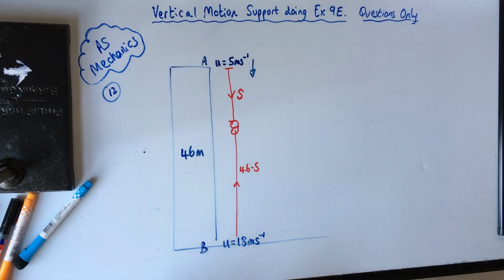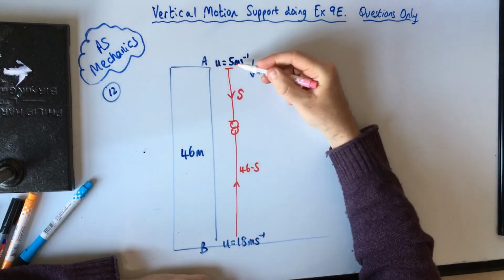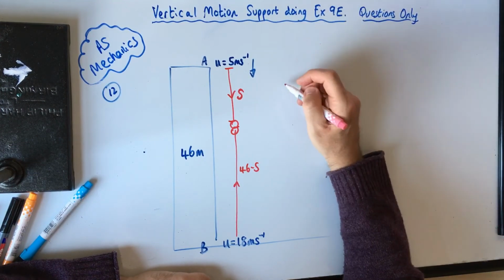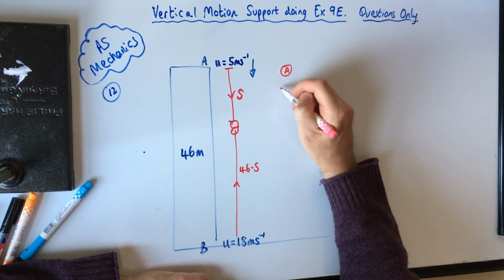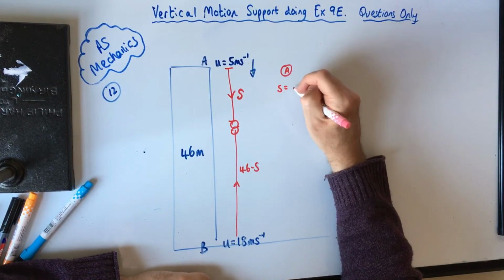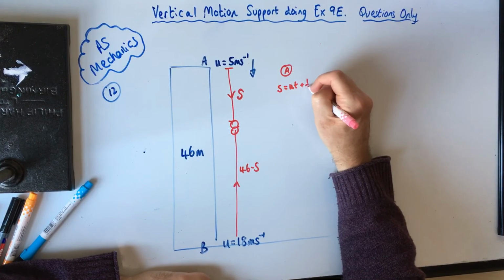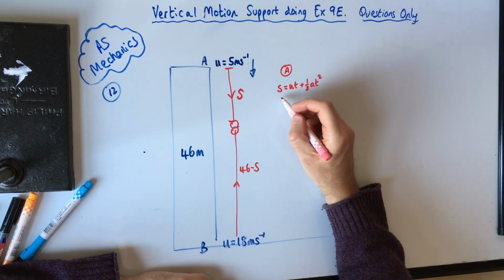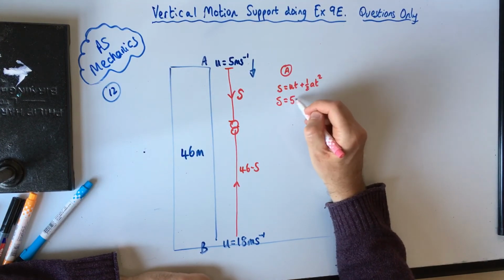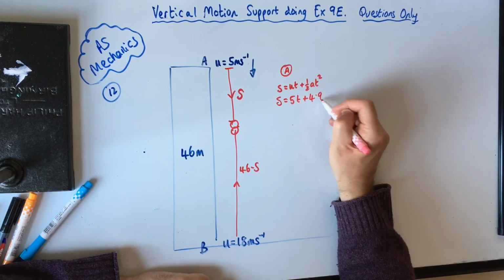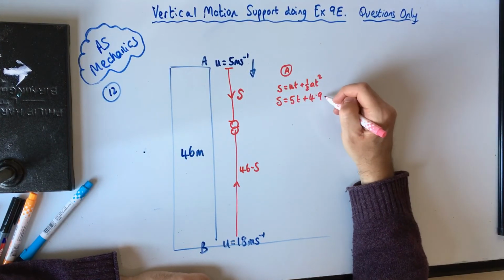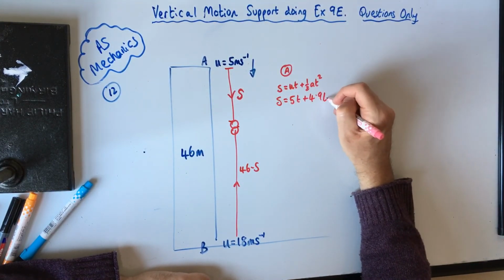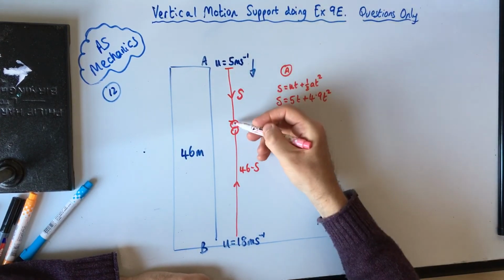Now let's consider both of these. For A, down is positive, so we can say that S is equal to ut plus a half at squared. S is equal to 5t plus 4.9t squared. It's accelerating down, so we put plus 4.9t squared. So that's an expression for that distance there.